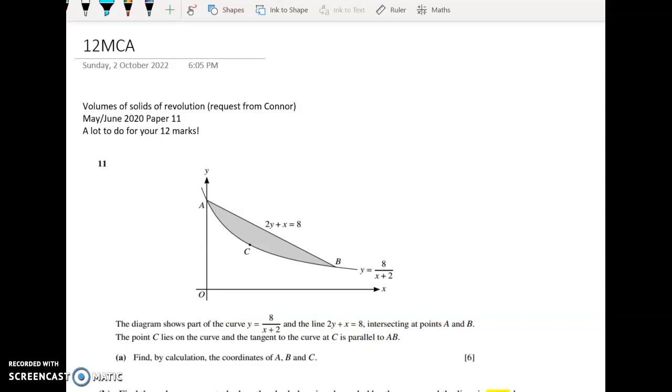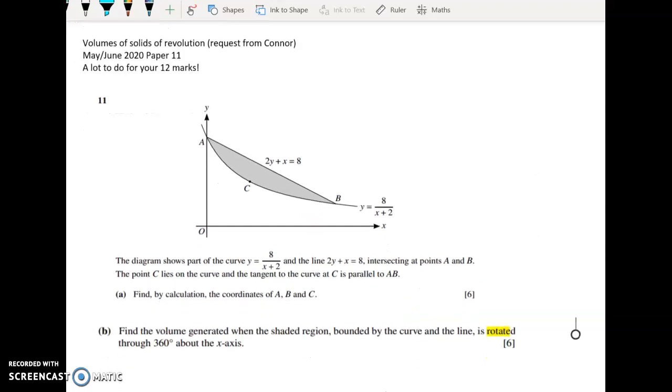This is one from Connor to do some volumes of solids of revolution problems. And the first one I picked is actually quite a tricky one. So if you're in 13 MCA and resitting AS, I strongly recommend that you watch this question. In fact, if you're in 13 MCA, I'd like you to pause the video now and just work your way right through. And I still think there are probably a few little things that you might want to watch. So just put it on double or triple speed or whatever you need to do. But definitely a really good question, and you can see that it's worth 12 marks.